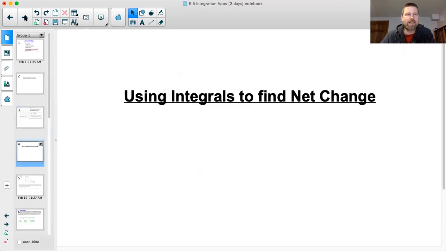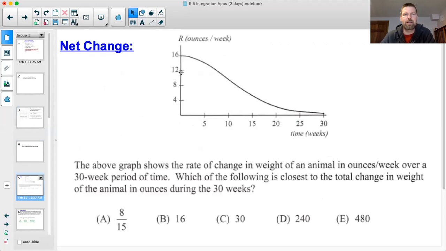Using integrals to find net change. That's not a bad one. Here's an example. It says the above graph shows the rate of change in the weight of an animal in ounces per week over a 30-week period of time. Which of the following is closest to the total change in weight of the animal in ounces during the 30 weeks? Well, this axis is being measured in weeks. That axis is being measured in ounces per week.